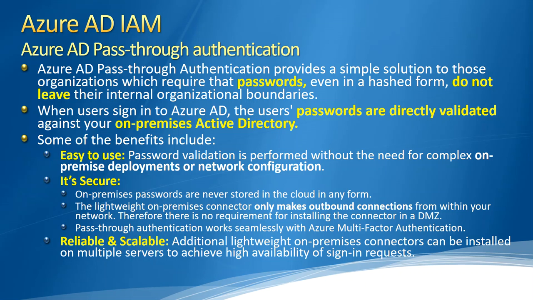In terms of reliability, you can have multiple pass-through connectors installed. For high availability, you can have more than one connector sitting on-prem, which can take the workload. If one connector goes down, the second will take care. It can be active-active, the way you want to configure. That way you're sure that your authentication never fails, because you have high availability and reliability.